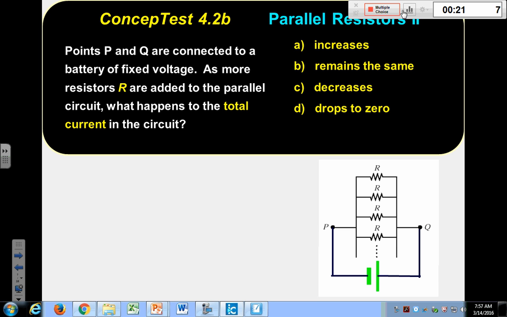We had a question before where if I add a resistor here, or take away a resistor, then the other resistors are unaffected. So if these resistors are unaffected, as I add more and more resistors, what's going to happen to the total current coming up through here? Think too about the junction rule, and what it says about incoming and outgoing currents: the current incoming is equal to the sum of the outgoing currents.